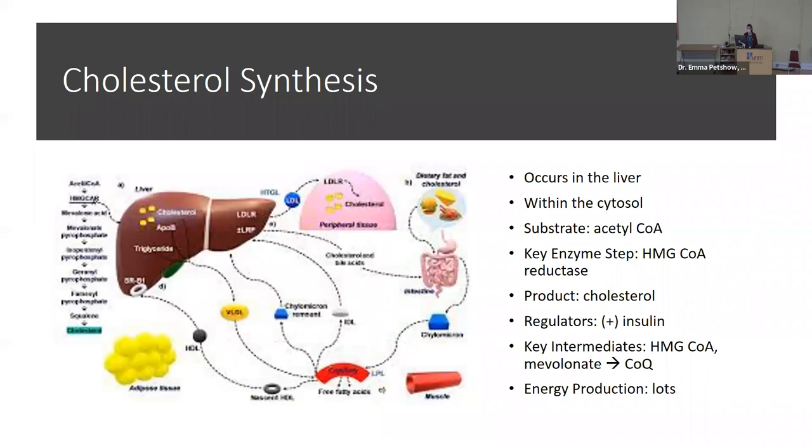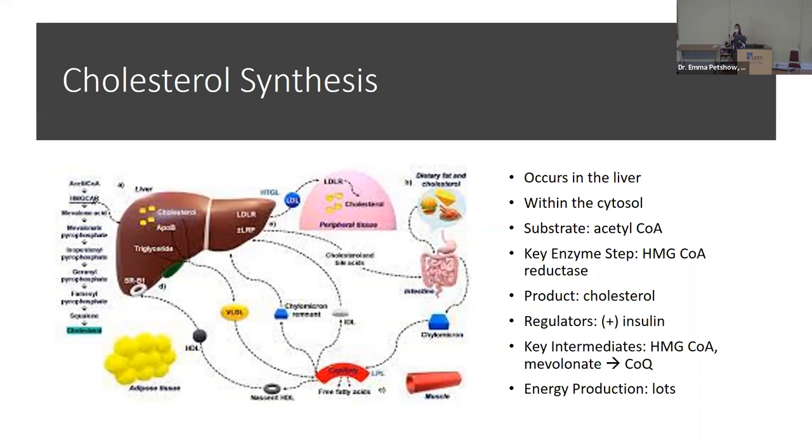So then cholesterol synthesis. I teased it, right? We had HMG-CoA. We've been leading up to it. Cholesterol synthesis occurs in our liver, within the cytosol. Again, important to know which compartments things are happening in. That will come up. Your substrate's acetyl-CoA. Great, acetyl-CoA again, something else it can do. Your key step is HMG-CoA reductase, the key regulatory enzyme of cholesterol synthesis. The product is cholesterol. Regulators are cholesterol or insulin, amongst other things. Your key intermediates would be HMG-CoA, mevalonate, and CoQ.